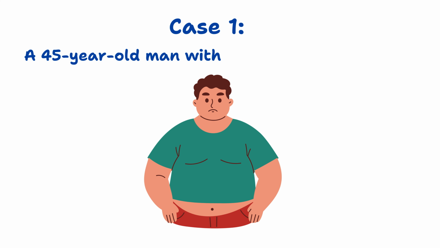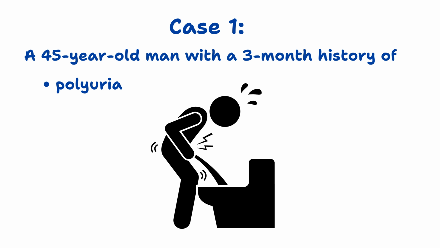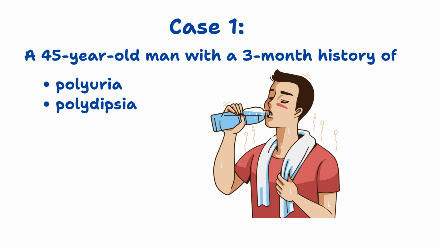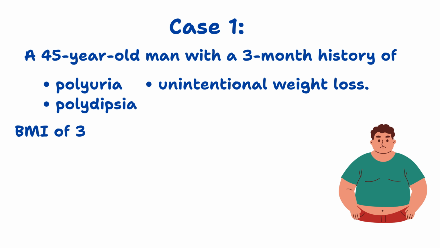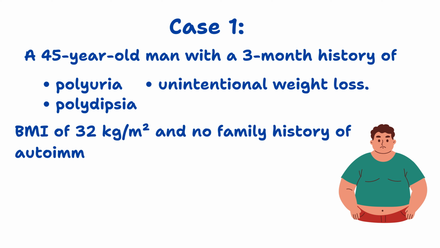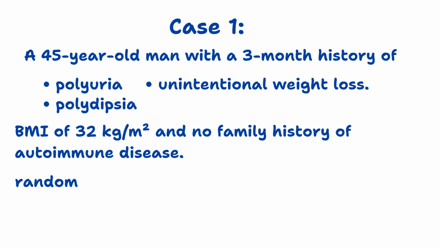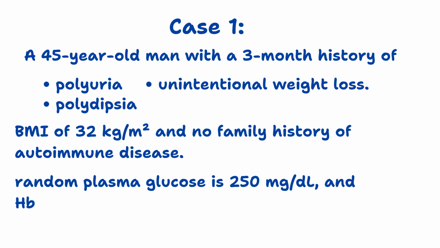Case 1. A 45-year-old man presents to your clinic with a 3-month history of polyuria, polydipsia and unintentional weight loss. He has a BMI of 32 kg per meter square and no family history of autoimmune disease. His random plasma glucose is 250 mg per deciliter and HbA1c is 8.5%.